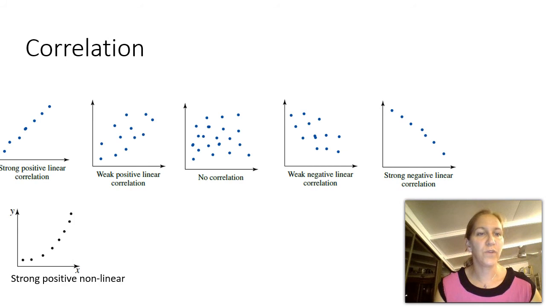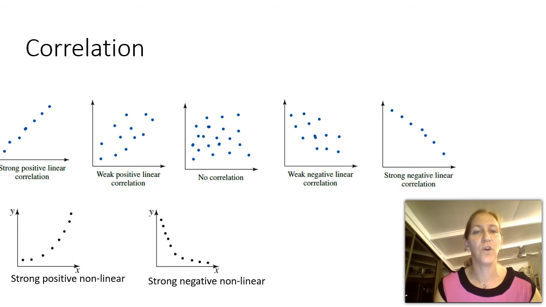The other two now, we've got a strong positive nonlinear correlation and a strong negative nonlinear correlation. So x values increasing, y values increasing means it's positive. X values increasing, y values decreasing means it's negative. And you can see that it is strongly in the shape of something that's nonlinear.